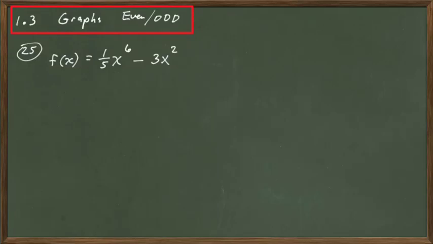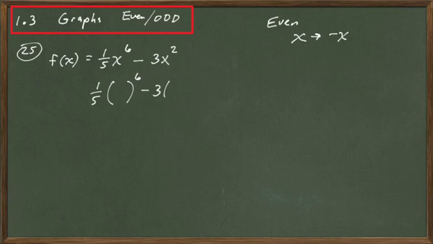Because all the x's are to even powers, we're going to test whether this function is in fact even or not. To test for even, you take x and you replace it with negative x. So wherever I see an x, I'm going to replace it with a negative x.